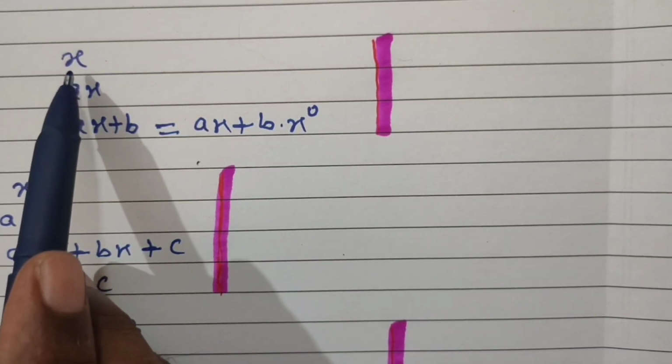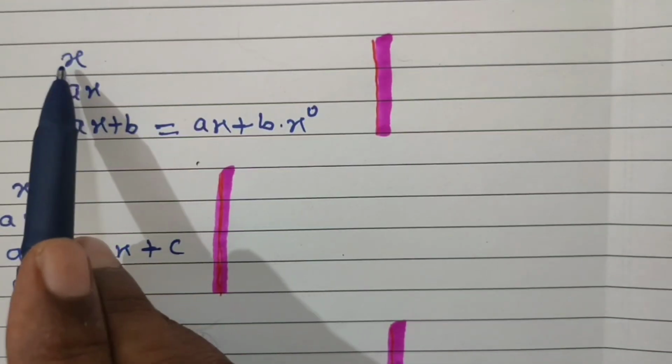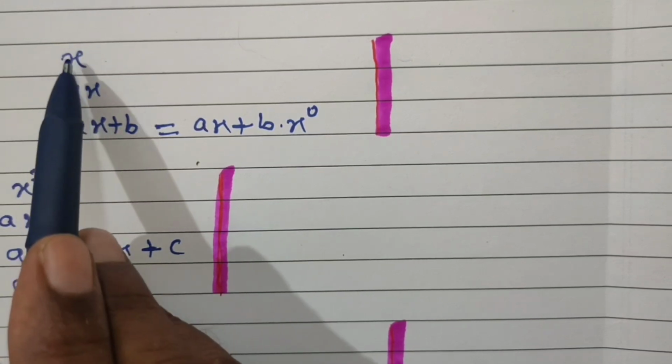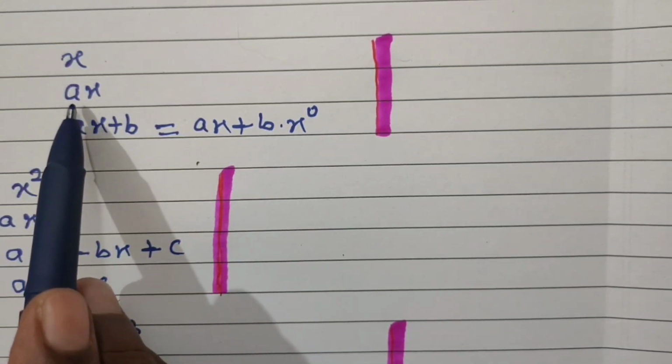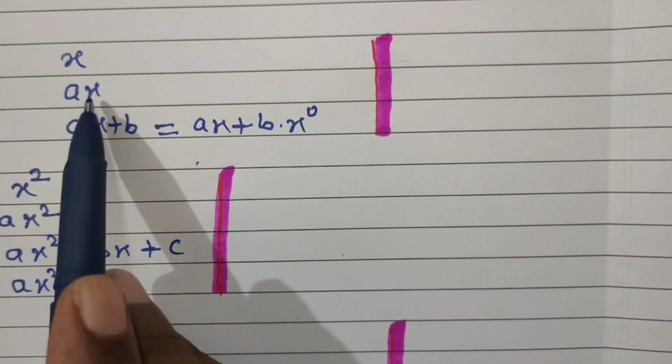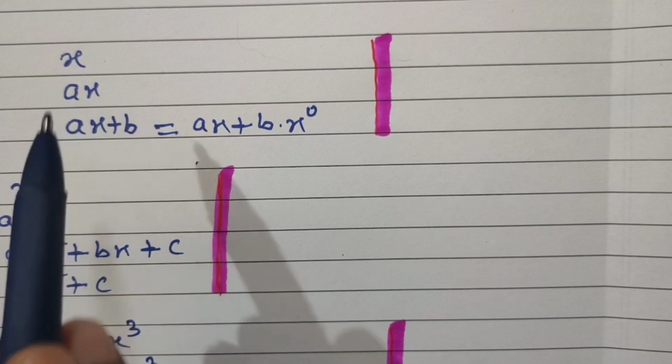This is x. This is a polynomial. Power of x is 1. So degree of this polynomial is 1. Ax. Here also a is the constant coefficient of x. Power of x is 1. So degree of this polynomial is also 1.